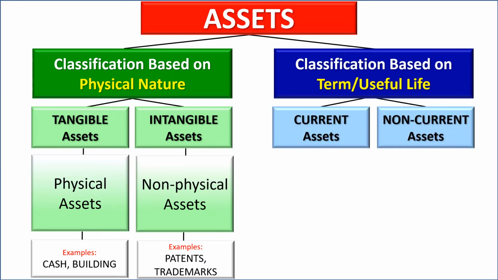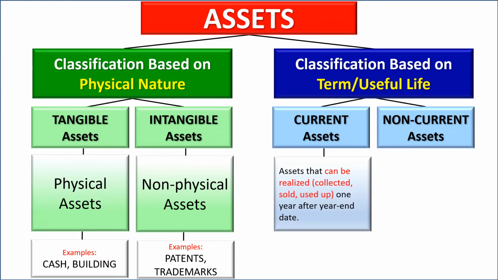When we say classification based on term or useful life, we have two kinds also: the current assets and the non-current assets. Current assets are the assets that can be realized, meaning can be collected, can be sold, can be used up 1 year after year end date. These are the assets that can be collected, sold, and used up within 1 year. Examples are cash and supplies.